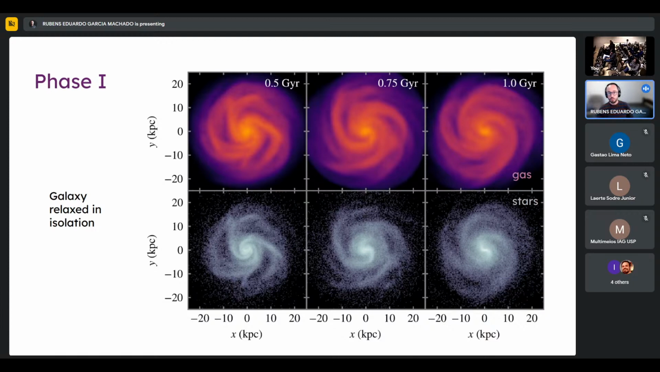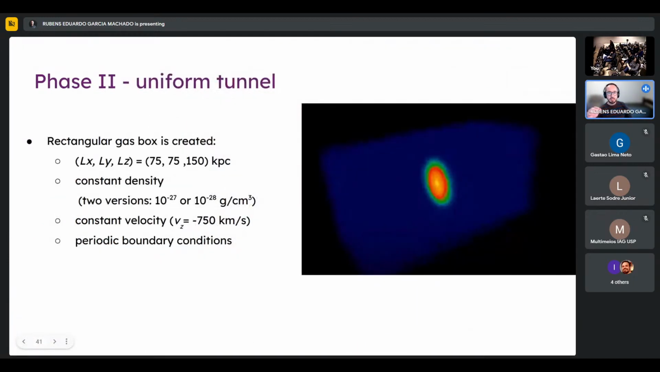The end of this phase 1 of relaxation leads to these frames here, which show a normal morphology of a disk galaxy. We're seeing here the gas and the stars. So this is a reasonably reliable initial condition to move forward to the next phases. And then phase 2 of relaxation consists in placing that galaxy, extracted from t equals 1 gigayear of the previous phase, inside a box, a wind tunnel.